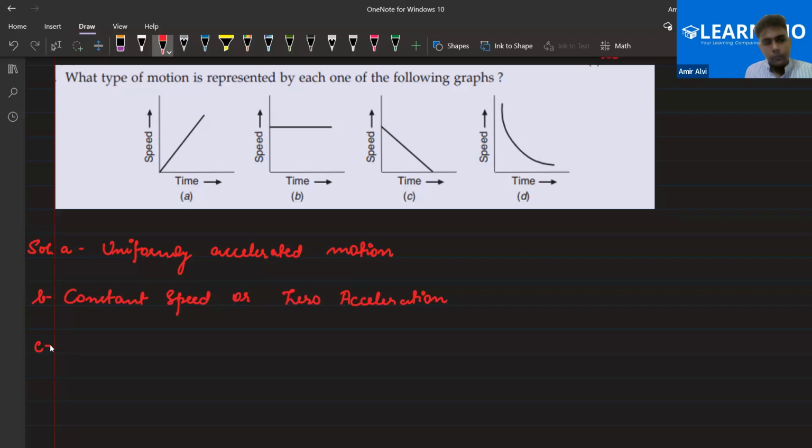Okay. C part. Now let's understand the C part. This is the speed time graph. The graph is going in the downwards direction with respect to time, and the line is straight, the slope of this line is straight, it means that this is a uniform acceleration, but negative because the graph is declining. Clear, Sarah and Farhan? Yes, sir. Okay. So this is a uniformly decelerated motion.